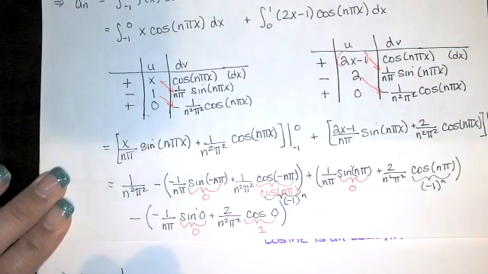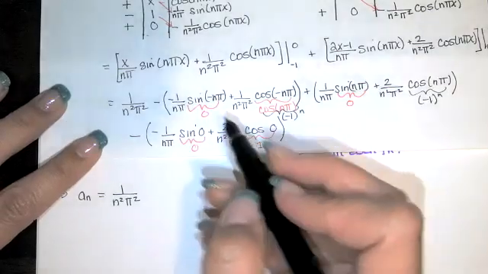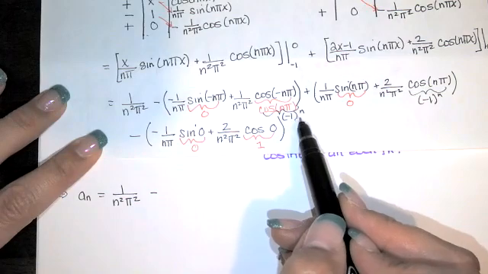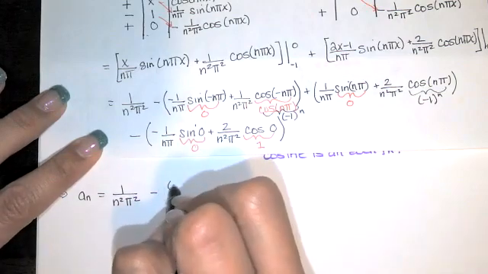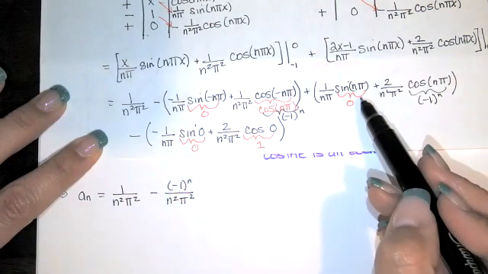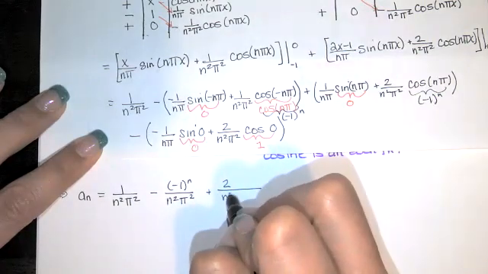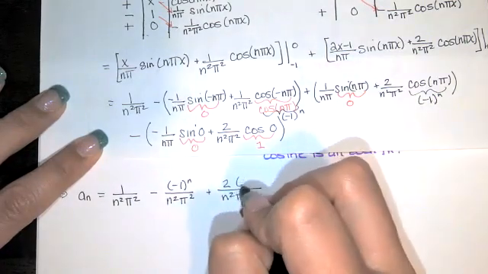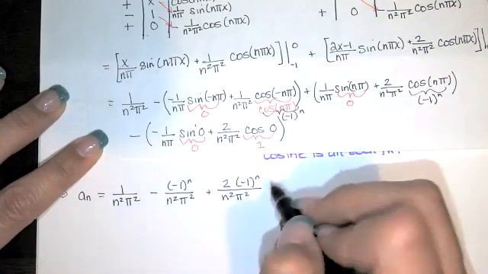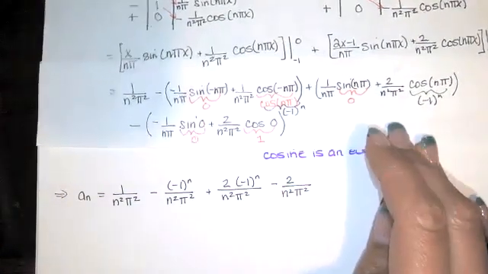So I have 1 over n squared pi squared. And then I have 0. And don't forget, we're subtracting this. So I'm subtracting, I've got a -1 to the n over n squared pi squared. Over here, I have a 0 and a 2 over n squared pi squared times -1 to the n. And this one is 0, and that's a 1, and I'm subtracting that. So I've got 2 over n squared pi squared. That's my a sub n.